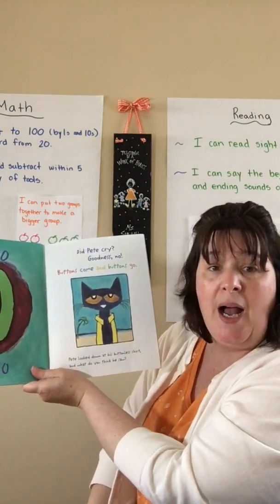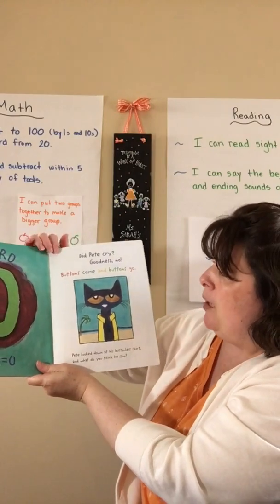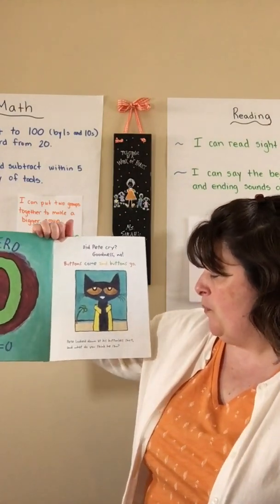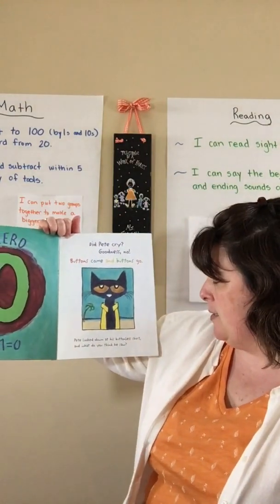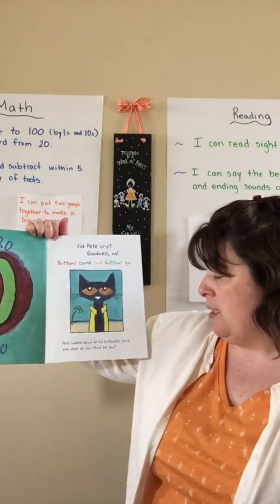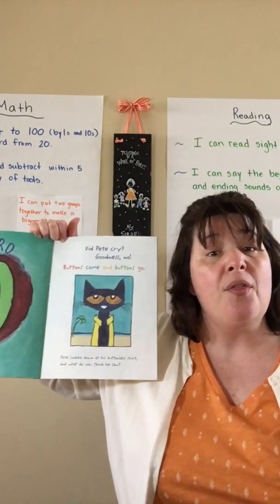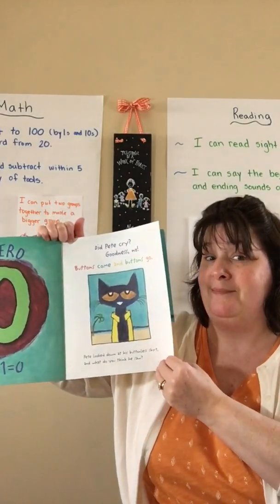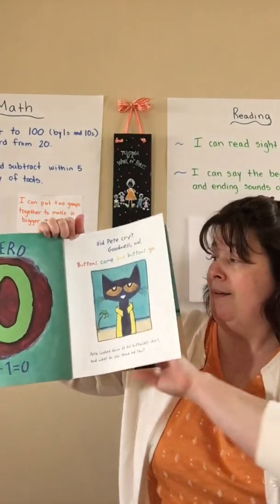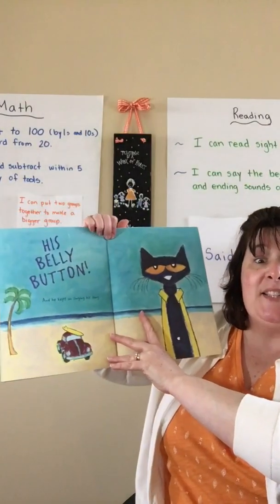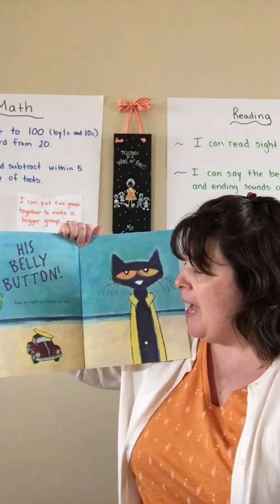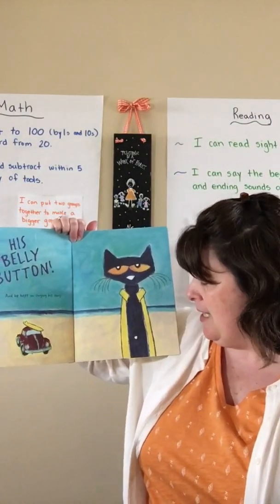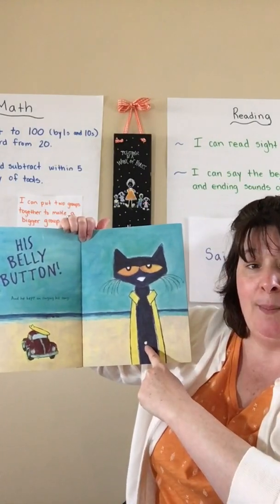Did Pete cry? Goodness, no. Buttons come and buttons go. Pete looked down at his buttonless shirt. And what do you think he saw? What was there? His belly button. And he kept on singing his song. There it is, beep.